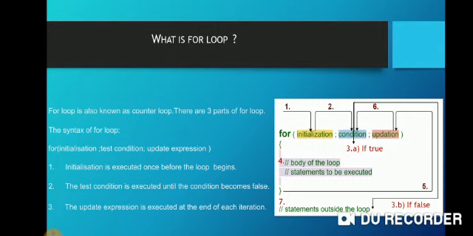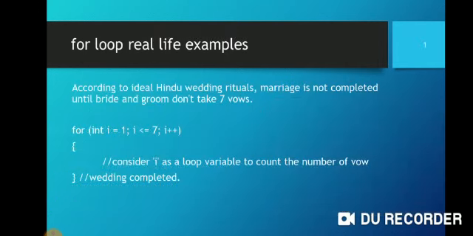The test condition is executed until the condition becomes false, and the update expression is executed at the end of each iteration. Okay, this is what I tried to explain: if the condition is true, then the body of the loop is executed. If the test condition is not satisfied, the body of the loop will not be executed and the loop will terminate. Now let's see a few real life examples for the for loop.